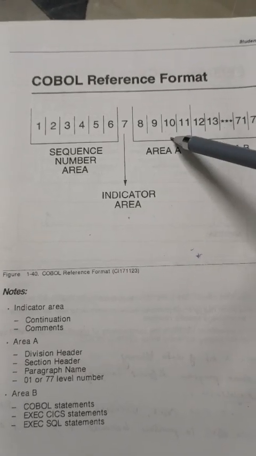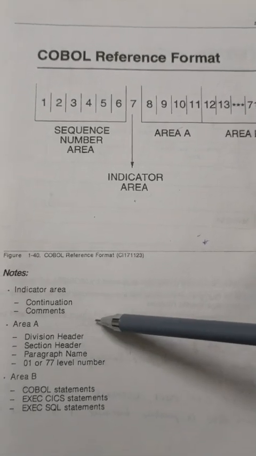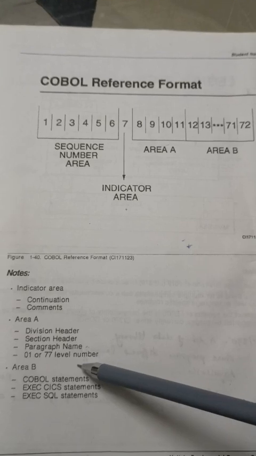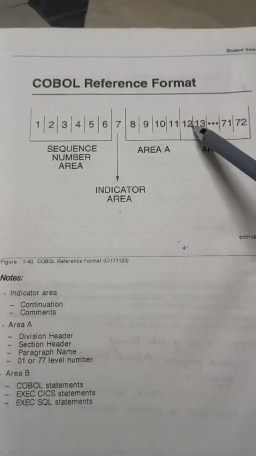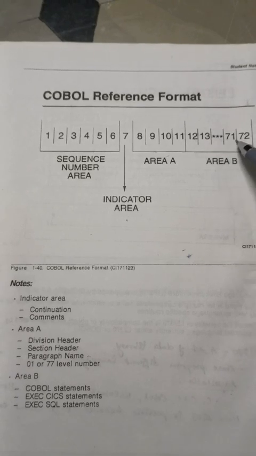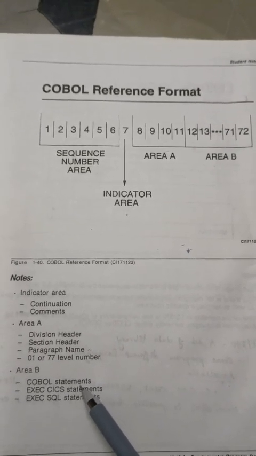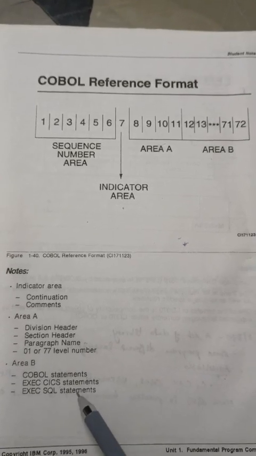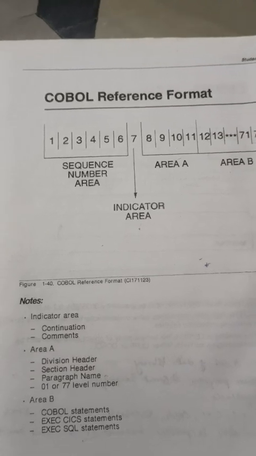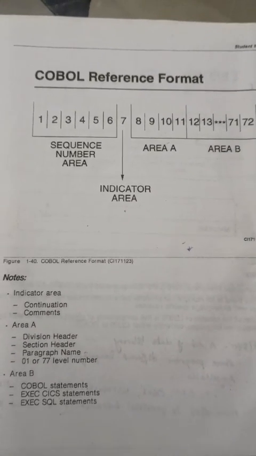In area A, columns 8 to 11, we can code the divisions, header sections, paragraph names, or 01 or 77 level fields. And area B starts from column 12 to 72. In area B we can code COBOL statements, EXEC CICS statements and EXEC SQL statements. In area B only we have to code the EXEC CICS statement.